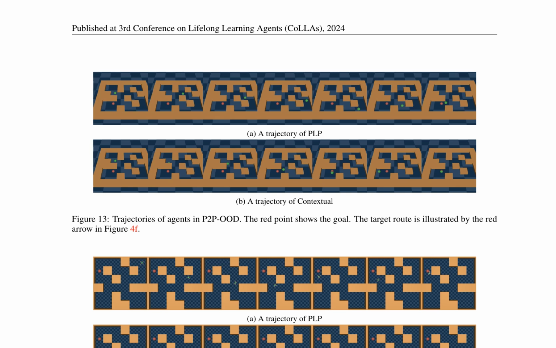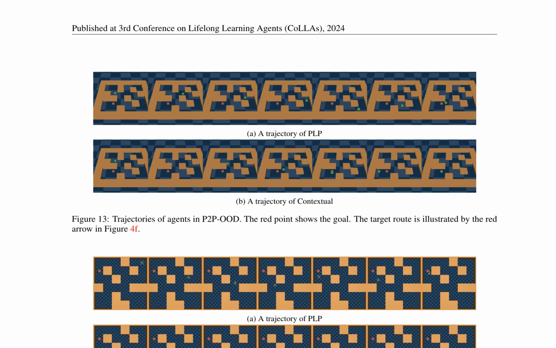corresponding outcomes. It centers on 3 primary tasks: P2P-OOD, P2A-medium, and R2R-lift, each designed to evaluate cross-domain transfer capabilities under distinct conditions. The first task, P2P-OOD, entails point and ant agents navigating through mazes with varying scales and x, y directions. This setup simulates out-of-distribution (OOD) scenarios where agents must adapt their navigation strategies. Figure 13 illustrates the trajectories of PLP and contextual agents in this task, highlighting the red point as the goal and the target route indicated by a red arrow in Figure 4F.